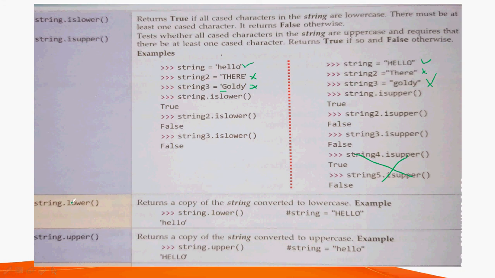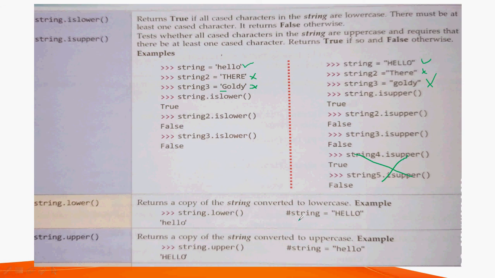They are similar. This function converts string dot lower and string dot upper. This returns a copy of the string converted to lowercase. A copy of the string is created and that is converted to lowercase. The original string has no change at all, but it creates a copy of the string and converts it to lowercase in case of lower, and string dot upper will convert it to uppercase. All the letters will be converted to lowercase or uppercase. Example is here.